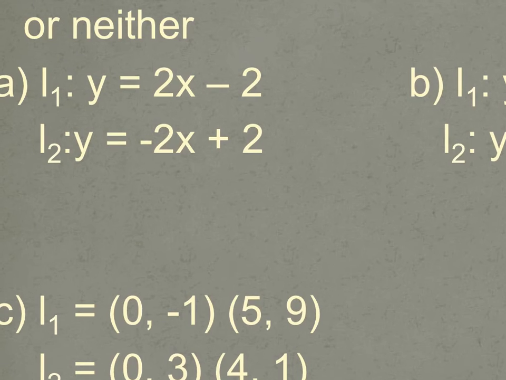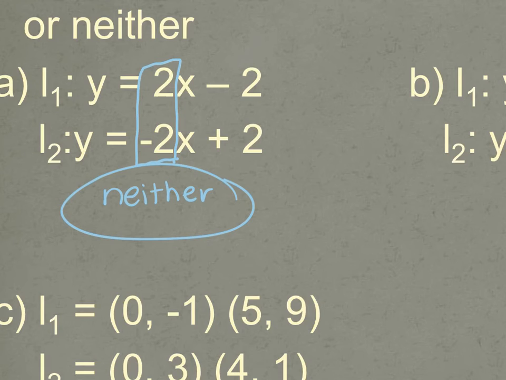So if I look at A, both of these are already in slope-intercept format, which means I can just look directly at the m's, which are attached to the x. Are these the same? Are 2 and -2 the same? No. Are they opposite? Yes. Are they opposite reciprocals? No. So this is a neither. When in doubt, graph it. See what it looks like, okay? But don't take too much time on that.